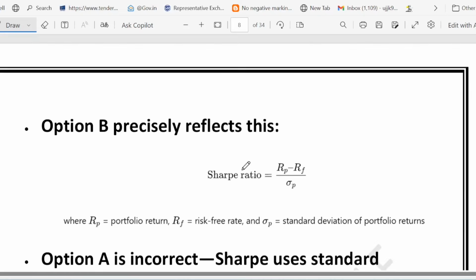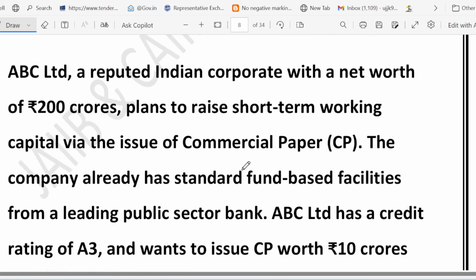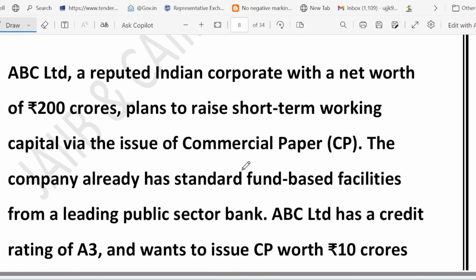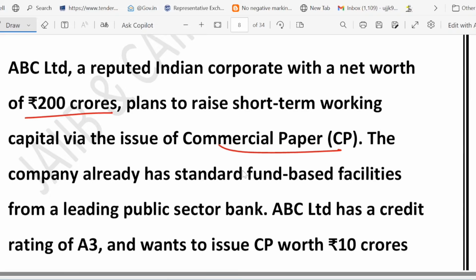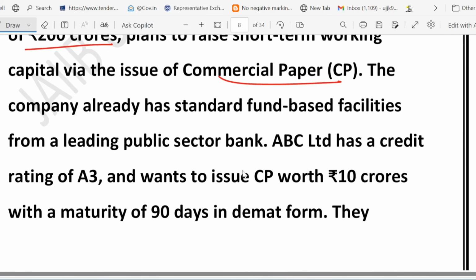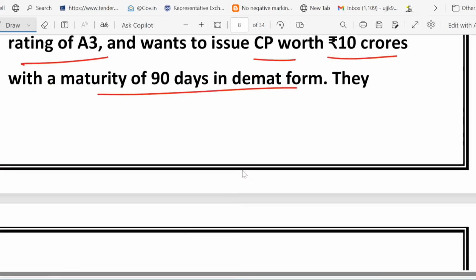Now friends, have a look at the next question. The next question is another one based on commercial paper, CP. The question is: ABC Limited, a reputed Indian corporate with net worth of 200 crore, plans to raise short-term working capital via the issue of commercial paper. The company already has a standard fund-based facility from a leading public sector bank. ABC Limited has a credit rating of A3 and they want to issue CP worth 10 crore with maturity of 90 days in demat form.